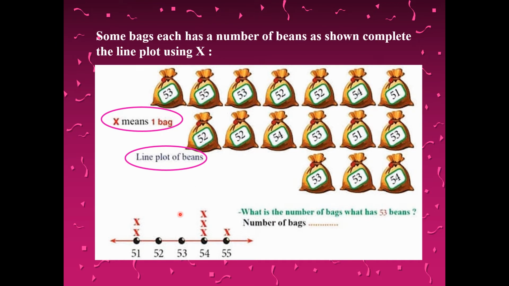Okay, so if you want to make a number line for our line plot, we start with the smaller number. The smaller number here is 51, because the smallest number on this box is 51. Okay, and the greatest is, can you find it here, the greatest number? Yes, it's 55. I put it here. So from 51 to 55, I'm going to put the numbers in order. After 51, 52, 53, 54, 55.